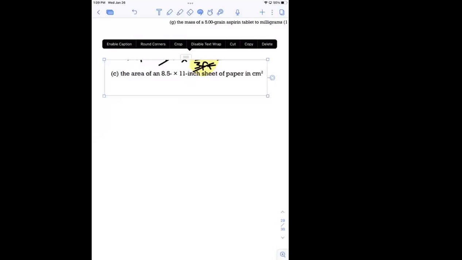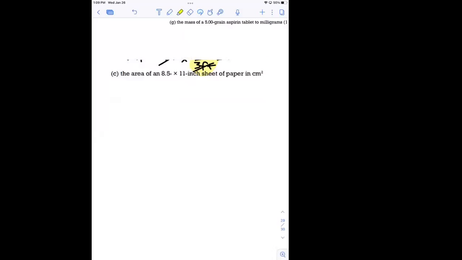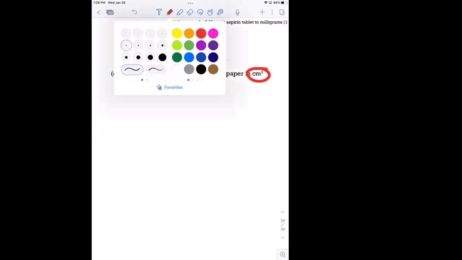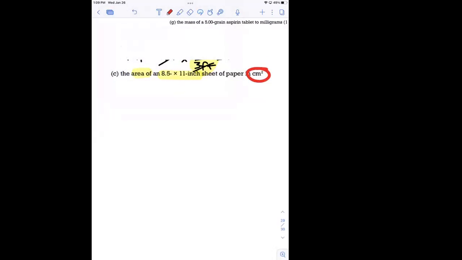First calculation is, it asks us to find the area, which is what we're looking for. And what we have are the dimensions in inches. And it wants us to find the area in centimeters squared. So what we have is the dimensions. We know what unit we need, and we know we need to find the area. So what we don't have is a conversion factor to go from inches to centimeters squared.